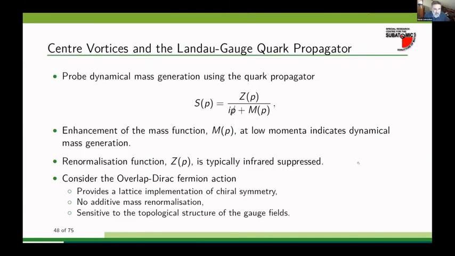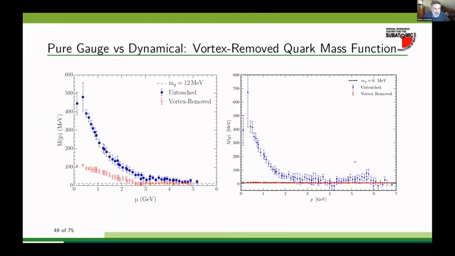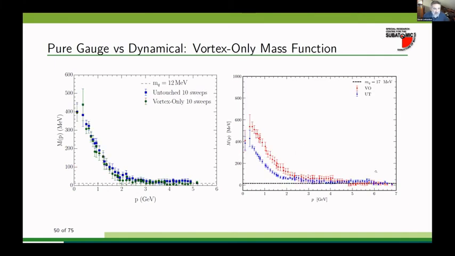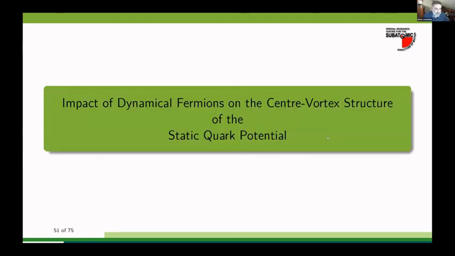The quark propagator. We've already looked at that. I showed you before that vortex removal got rid of most of the dynamical mass generation, but now for dynamical fermions, it's pretty much eliminated. If you remove vortices, there's no dynamical mass generation whatsoever. So that's very exciting. And we've just recently had our very first look at the ability of vortices to provide dynamical mass generation in full QCD. And in fact, it's certainly able to do that.